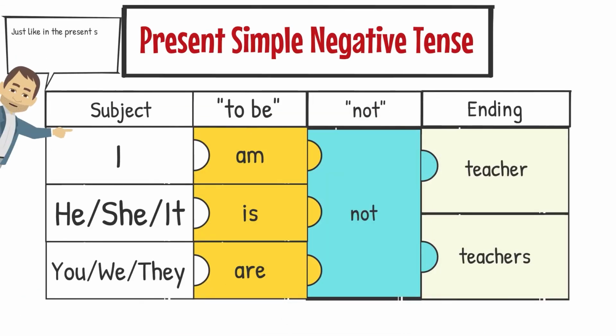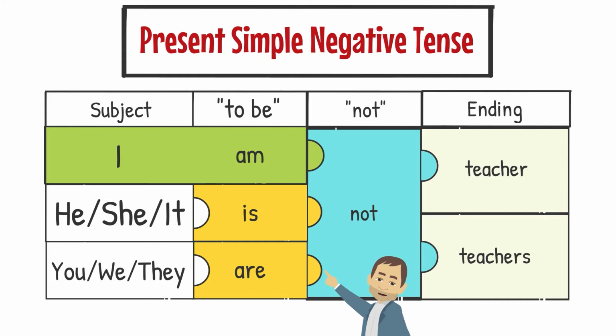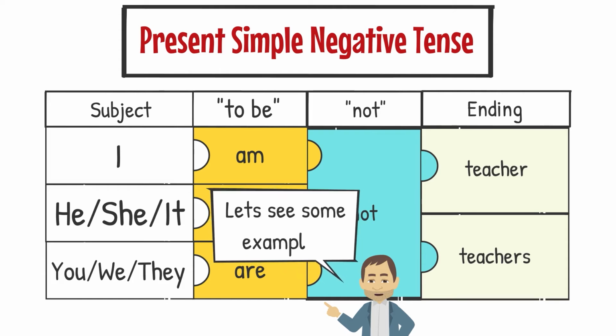Let's have a look at how to form simple present negatives with different subjects. Just like in the present simple tense, the to be verb form changes with the subject. I am. He is. She is. It is. You are. We are. They are. Let's see some examples.